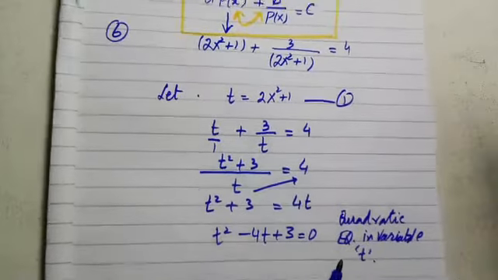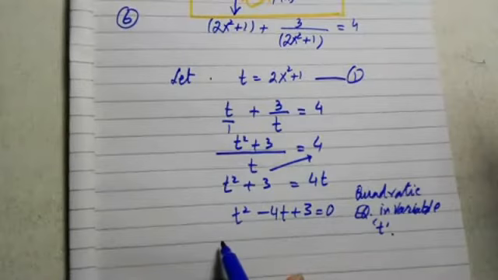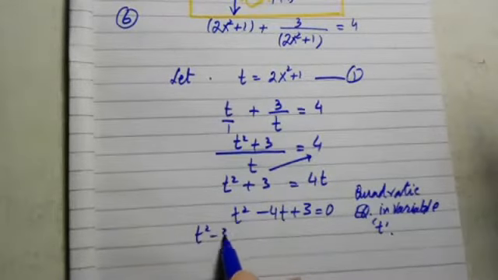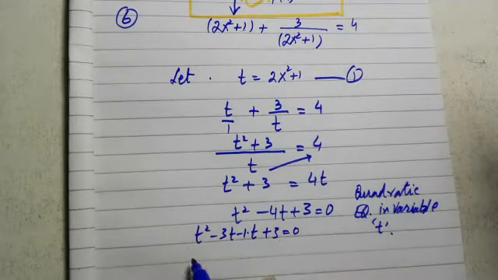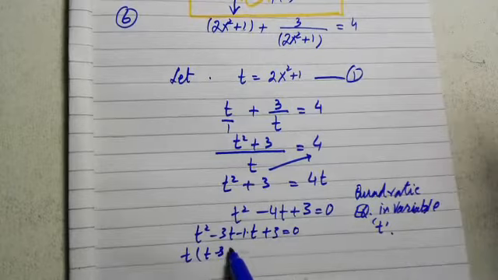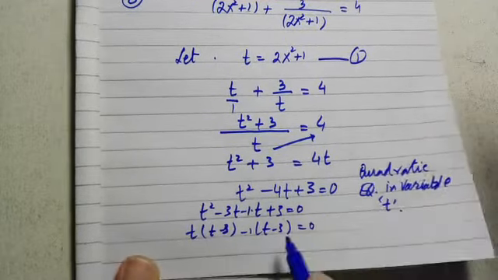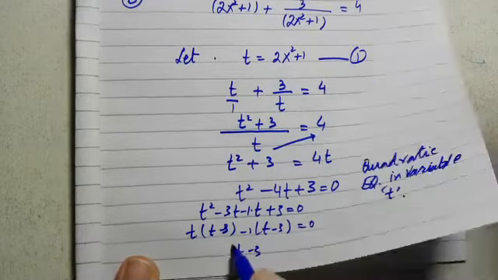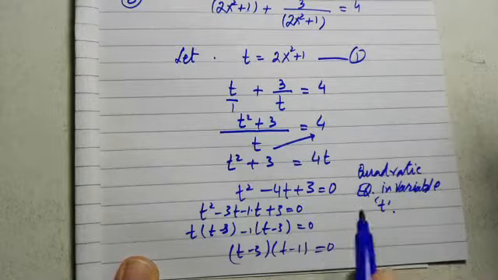Once it has been done, now we are in a position to factorize. Making factors, you will get t square minus 3t minus 1t plus 3 equals 0. So t will be taken as common, t minus 3, minus 1 and t minus 3. Once the terms are factorized, t minus 3 and t minus 1 equals 0. So these are the factors.